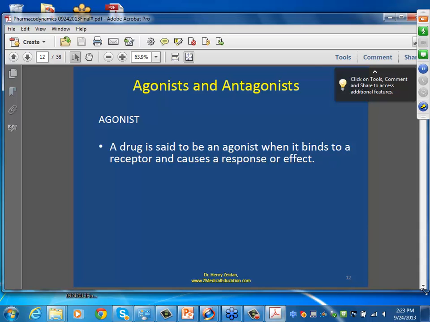So as I stated in my introduction last time, an agonist is a drug that can bind to the receptor and cause the effect. It gives you a response. A drug binds to an effector to produce a physiological response. That's an agonist. It activates these receptors, modifies these receptors, changes the conformation of this receptor.